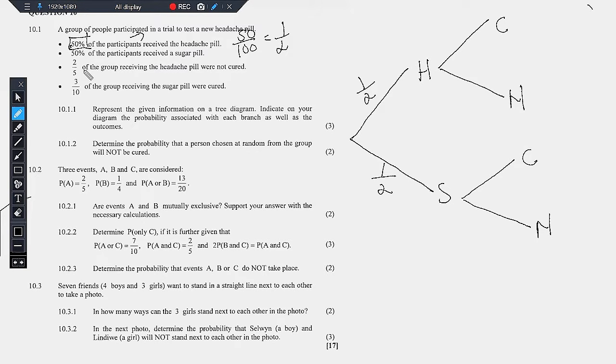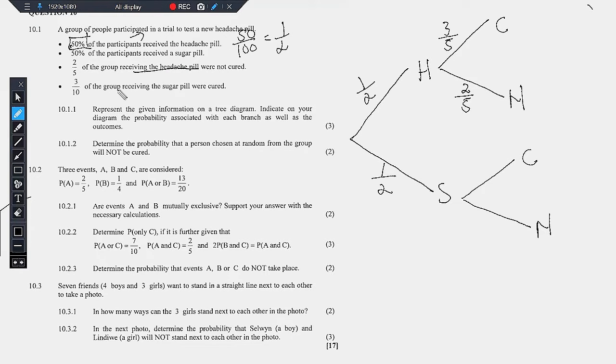Then they say here 2/5 of the group receiving the headache pill were not cured. So not cured is here, and for not cured, this is 2/5. Now, obviously, what number will complement this one here? It has to be 3/5. So complementary events have to add up to 1. So we are basically looking for a numerator that when we add it to this 2 here, will give us the same number as the denominator. So obviously, when you add them up, they have to give you 1.